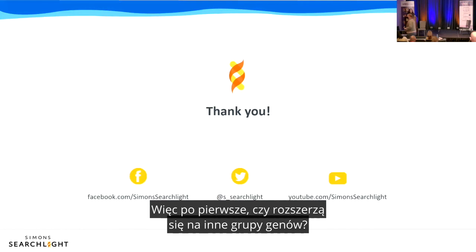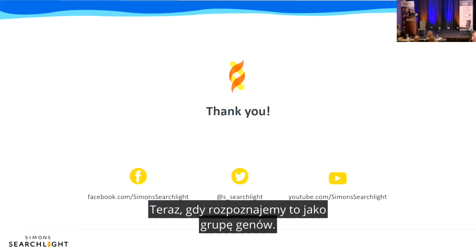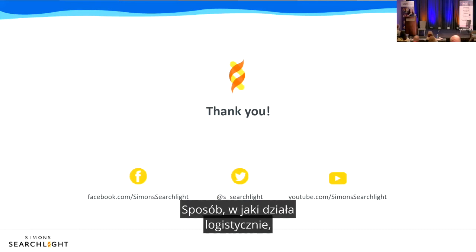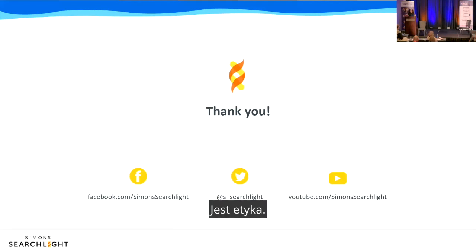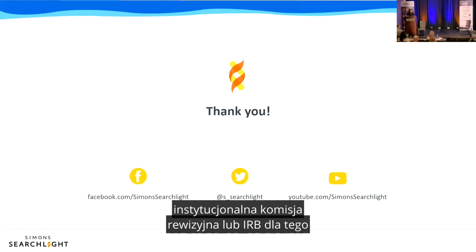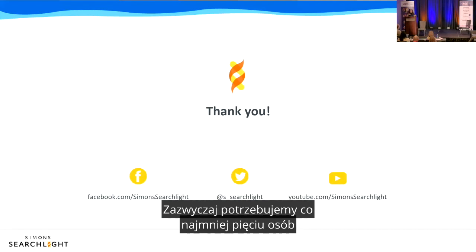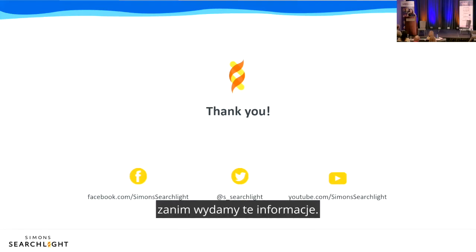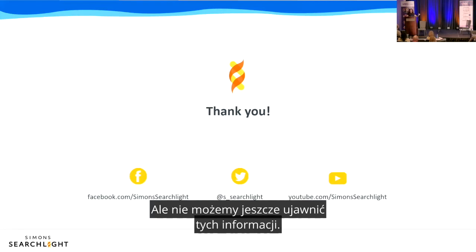So number 1 is, will they expand to other gene groups? Yeah, so the goal is to expand to as many of the GRIs as possible now that we recognize this as a gene group. The way it works logistically, whenever anybody gets involved in human subject research, there is ethics. There's an ethical board. You might have heard the term Institutional Review Board or IRB. For this project, typically we need at least 5 people in a group before we release that information out. So there might be some people, those 1 or 2s, but we can't release that information out yet.